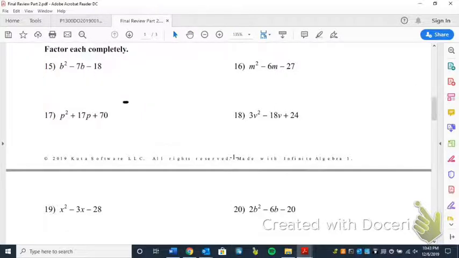So, number 17, we're looking for what times what equals 70, and what plus what equals 17. I'm going to give you guys a couple minutes. I just want you to find those 2 numbers. What 2 numbers, when added together, equal 17, but when multiplied together equal 70? And the answer is, I don't know.